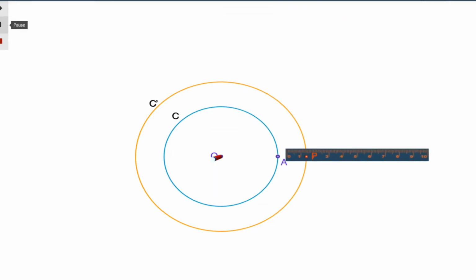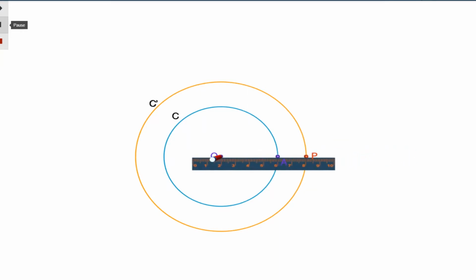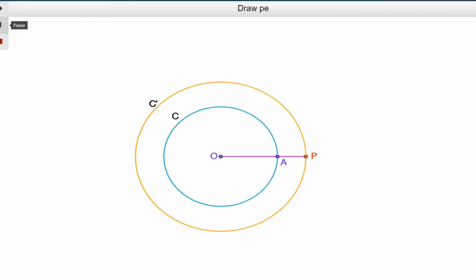See, P lies on circle C dash. So with P as a point, we have to draw two tangents to the circle C. From an external point, only two tangents can be drawn. For this, we have to draw the perpendicular bisector of OP.